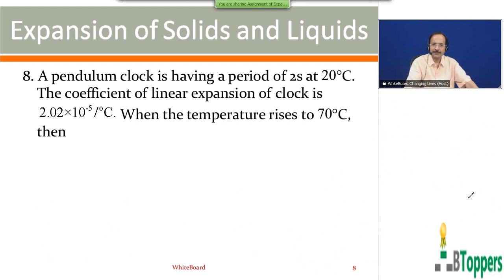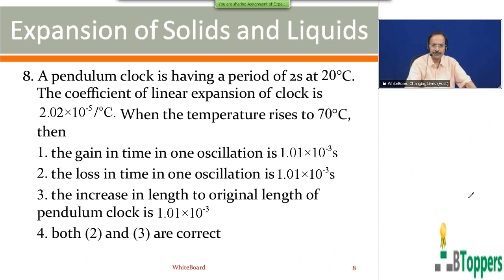A pendulum clock is having a period of 2 seconds at 20 degree centigrade. The coefficient of linear expansion of the clock is 2.02 into 10 power minus 5 per degree centigrade. So when the temperature rises to 70 degree centigrade, you have to find the gain or loss in time in one oscillation. When the temperature of the pendulum clock increases, as explained earlier, the pendulum clock runs slower and loses time.